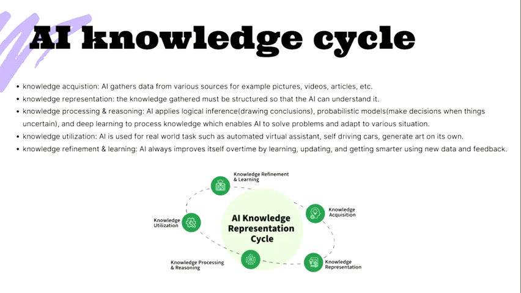Knowledge processing and reasoning. AI applies logical inference, probabilistic models, and deep learning to process new knowledge, which enables AI to solve problems and adapt to various situations. Knowledge utilization. AI is used for real-world tasks such as automated virtual assistants, self-driving cars, and generating art on its own. Knowledge refinement and learning. AI always improves itself over time by learning, updating, and getting smarter using new data and feedback.